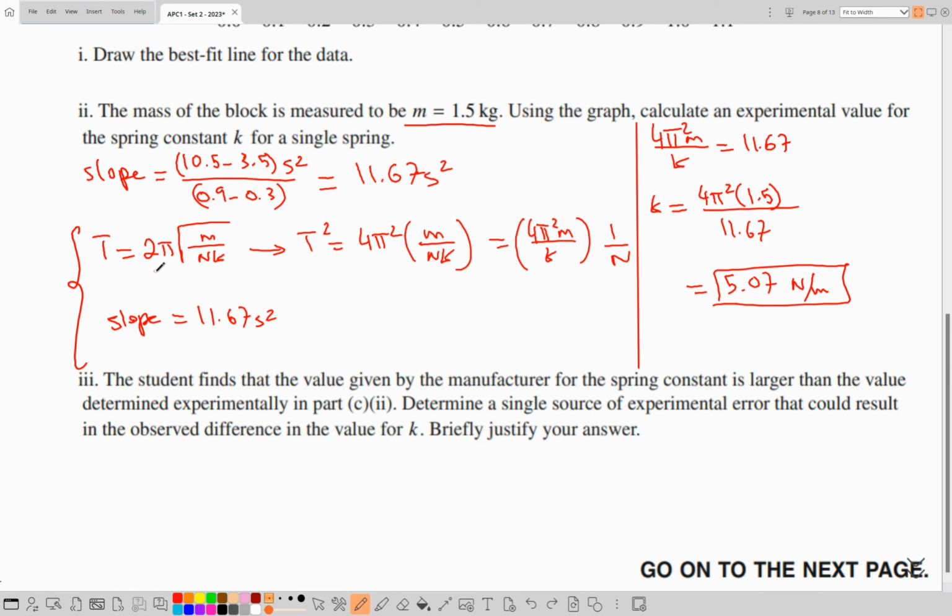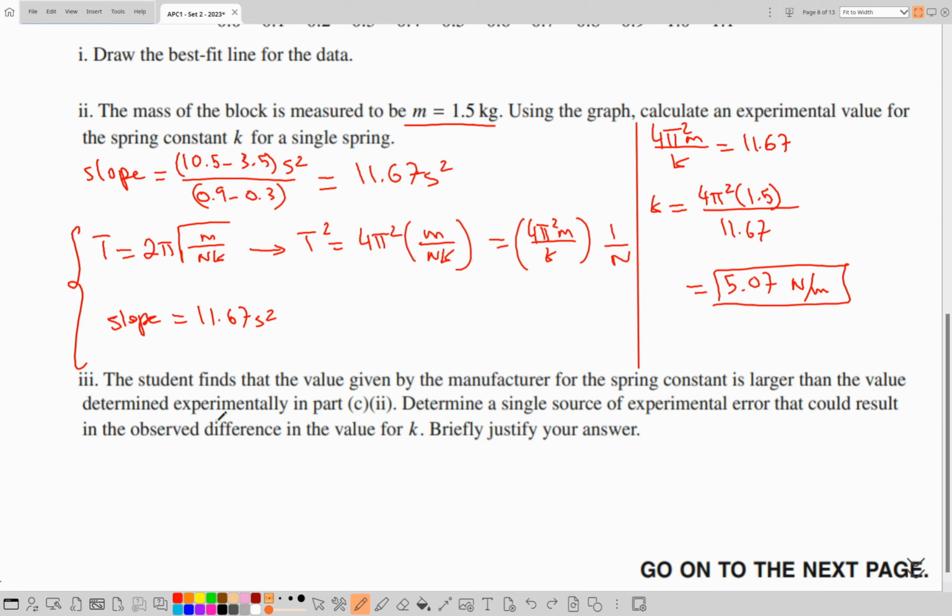Idea number 3, the student finds that the value given by the manufacturer for the spring constant is larger than the value determined experimentally in part C, idea number 2. What's happening here is that we have determined the value of k using an experimental technique. On the spring itself there is an indication, and from the manufacturer the spring constant k is larger than the value that we have determined. Determine a single source of experimental error that could result in the observed difference in the value for k. Briefly justify your answer. So basically, they're telling us to state something that we have done wrong in the experiment that might cause this difference between the provided value and the experimental value.